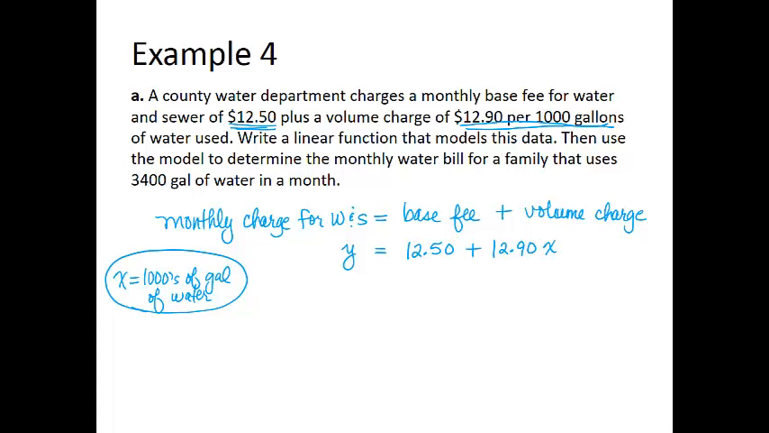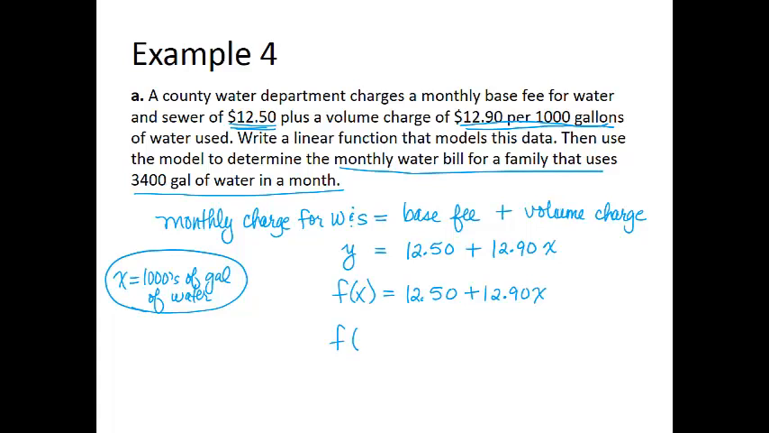Now that we have a function, and we can write it in function notation if we want to, we can write that as f of x is equal to 12.50 plus 12.90x. To determine the monthly water bill for a family that uses 3,400 gallons of water in a month, we're going to replace x with not 3,400, but 3.4.